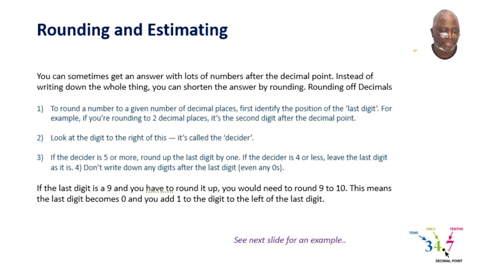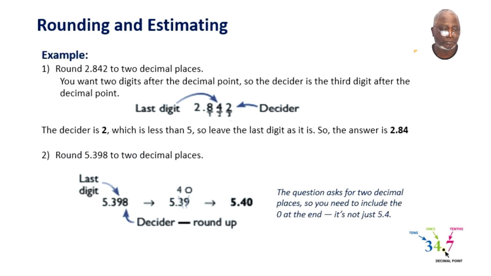If the last digit is 9 and you have to round it up, you would need to round 9 to 10, which means you move over to the whole numbers, or as the case might be. This means that the last digit becomes a 0 and you add 1 to the digit to the left of the last digit. Here's an example.